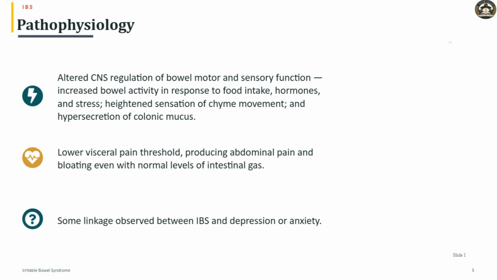Understanding the pathophysiology of IBS reveals altered central nervous system regulation of bowel motor and sensory function. This leads to increased bowel activity in response to factors like food intake, hormones, and stress. Patients often experience a heightened sensation of chyme movement and hypersecretion of colonic mucus. There's also a lower visceral pain threshold, which means abdominal pain and bloating can occur even with normal levels of intestinal gas. Furthermore, some linkage has been observed between IBS and conditions such as depression or anxiety.